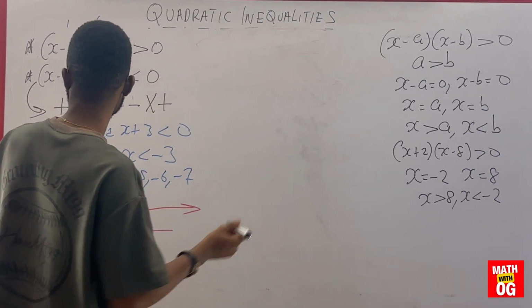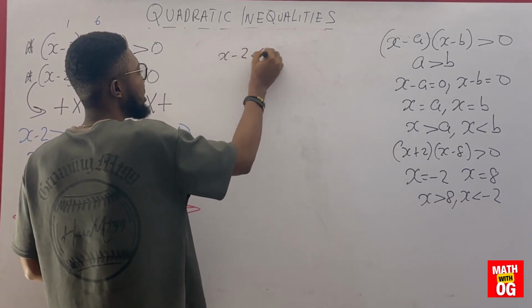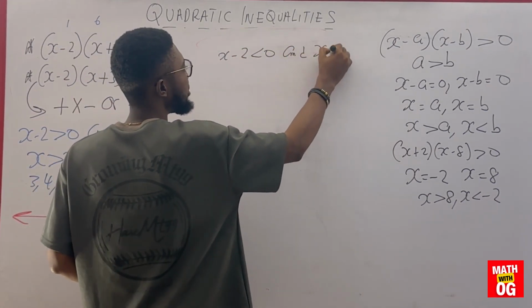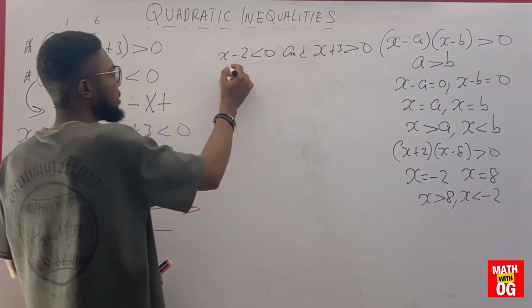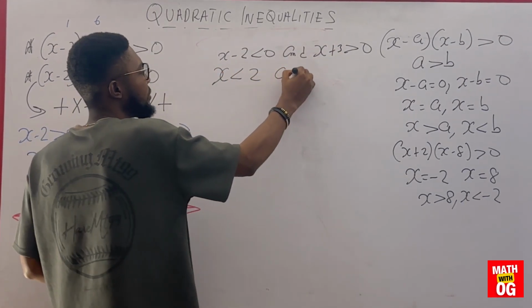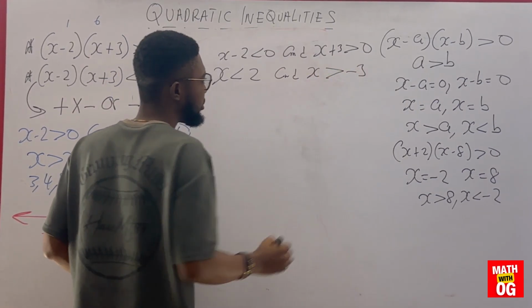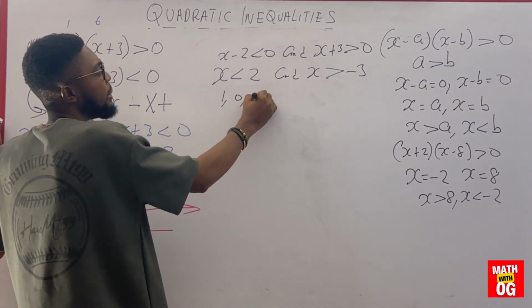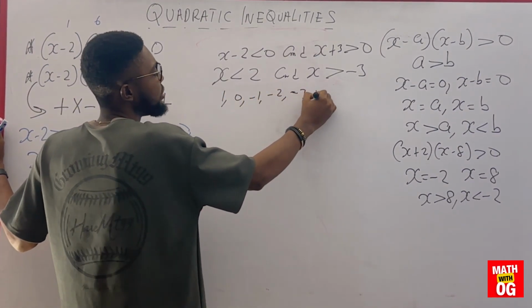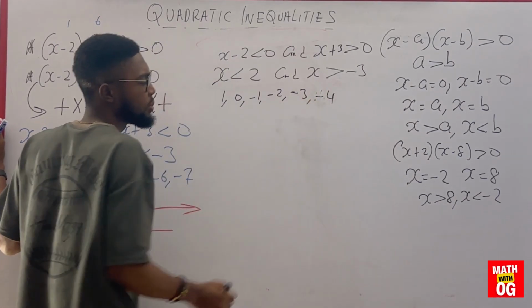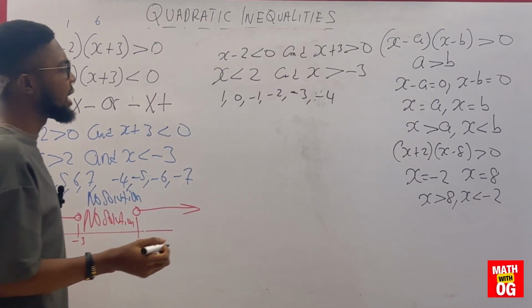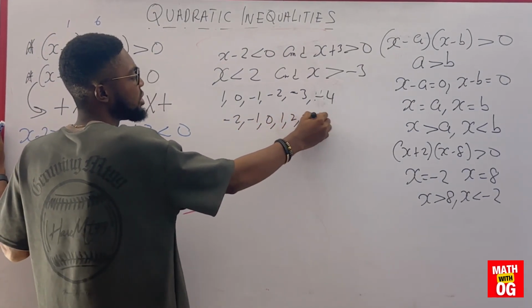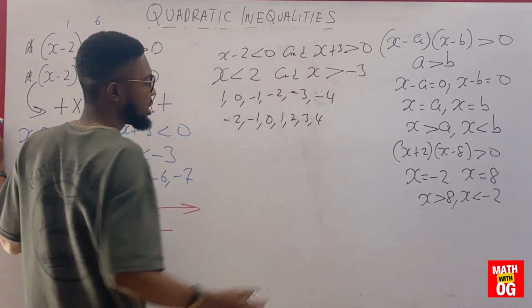Now let's look at that. X minus 2 negative, that means x minus 2 is less than 0, and x plus 3 positive, that is x plus 3 is greater than 0. So for this case, x will be less than 2 and for this case, x will be greater than minus 3. Now let's list out the values that are less than 2. You have 1, 0, minus 1, minus 2, minus 3, minus 4 as the case may be. Let's list out the values that are greater than minus 3. You have minus 2, minus 1, 0, 1, 2, 3, 4, down to infinity. This one down to negative infinity.